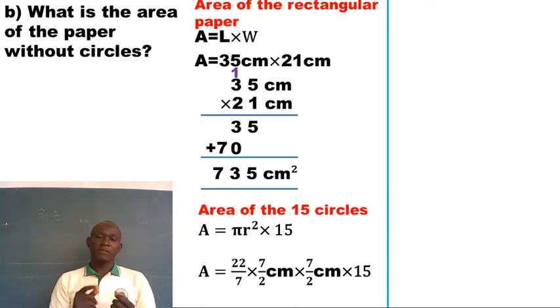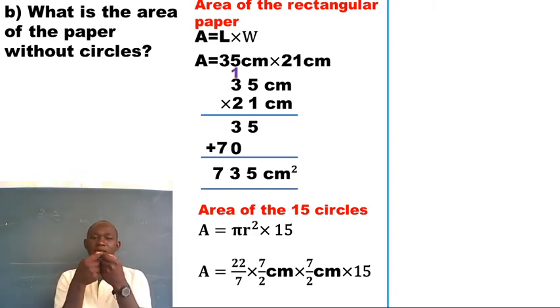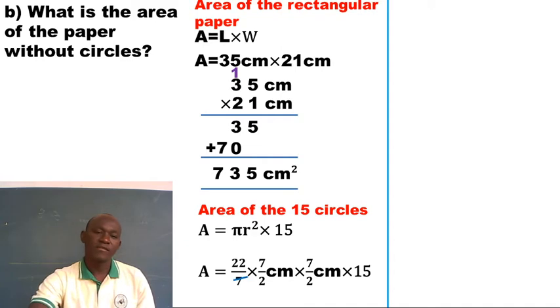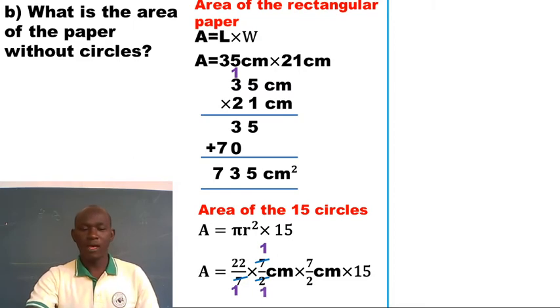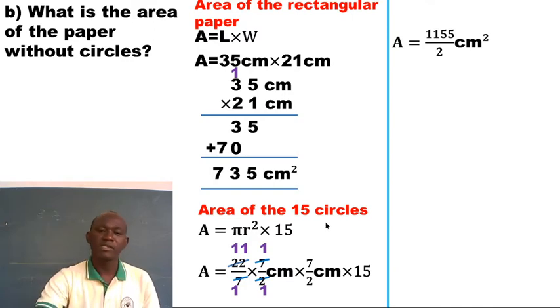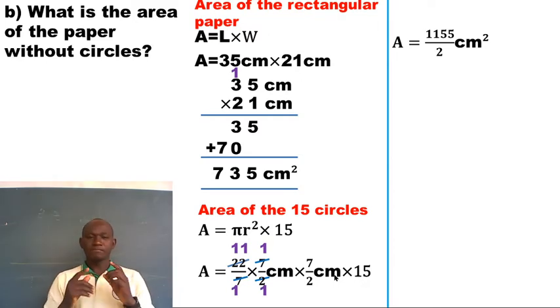Why do I have that? The first 7 was the diameter. But here we are dealing with radius, and radius is half of the diameter given. That's why I have 7 over 2, so that I come up with the radius. Times again 7 over 2, then times 15, because we have 15 circles. Let's continue. Divide that. 7 divided by 7 is 1. 7 divided by 7 is 1. Then 2 divided by 2 is 1. I need to divide 22 by 2 to give me 11. Now it's just a matter of multiplying these numbers: 11 times 1 times 7 times 15.